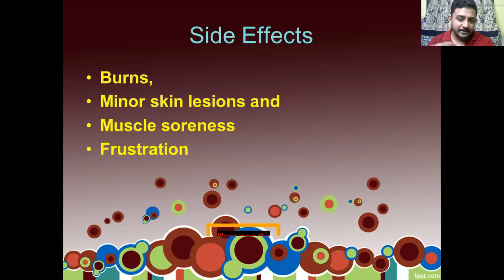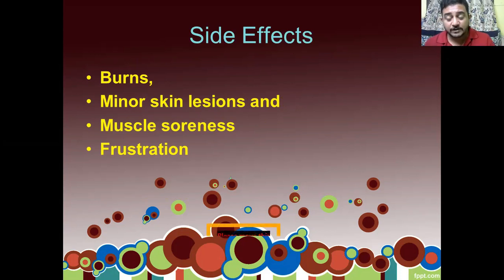So what are the side effects of CIMT? When you are constraining the unaffected limb, you may get burns because of friction, or the heat which is generated inside can also cause burns. In case of a plaster cast, this is very common. Minor skin lesions can occur where the patient is putting a lot of effort when he is moving the affected limb. He also puts the effort on the unaffected limb.